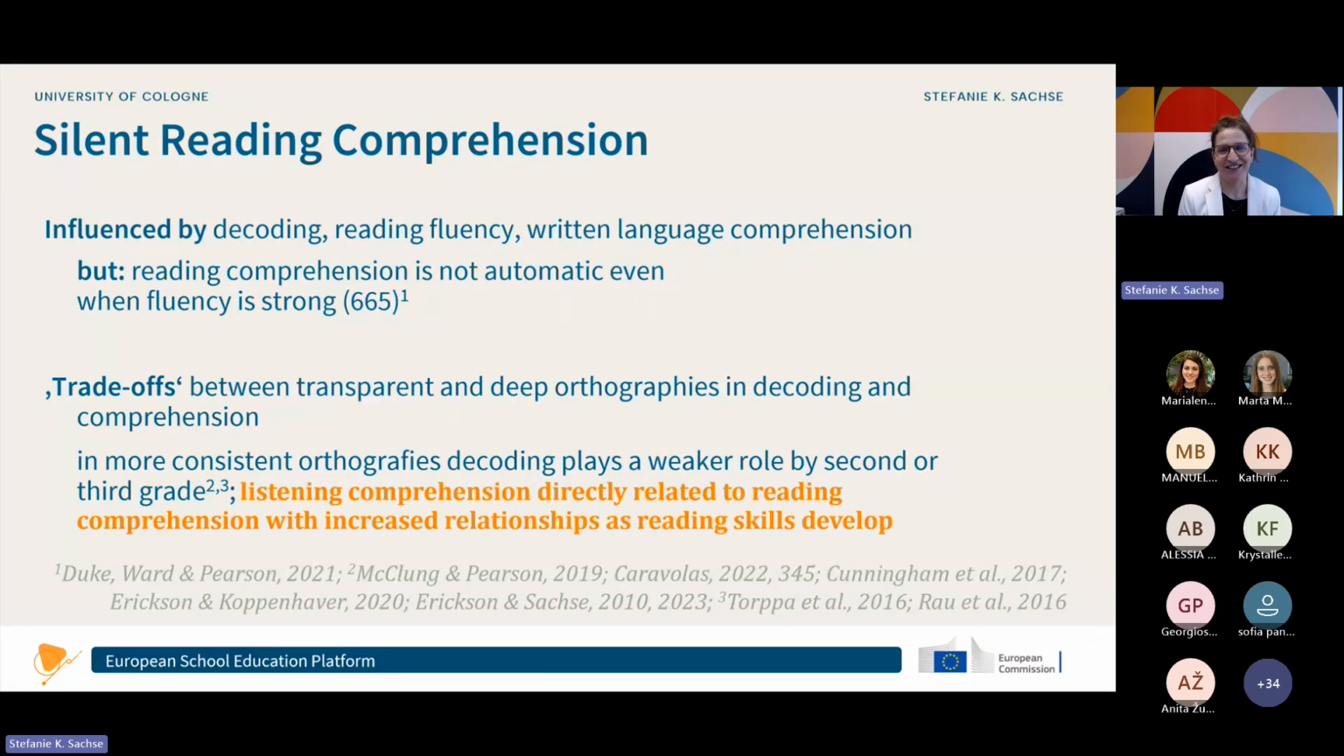And a second interesting thing here is that listening comprehension, so when somebody reads to you, is directly related to reading comprehension. And this is even increased when the reading skills develop. So what that means is we need to read connected texts, and not just fiction books, also science books and biographies maybe, and something from a newspaper if you have something like the one I showed before. Listening comprehension is something that we really want to support.